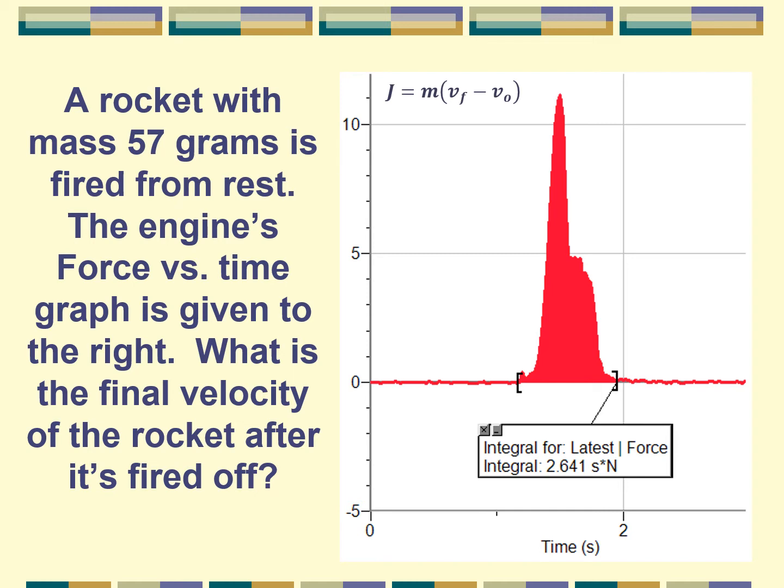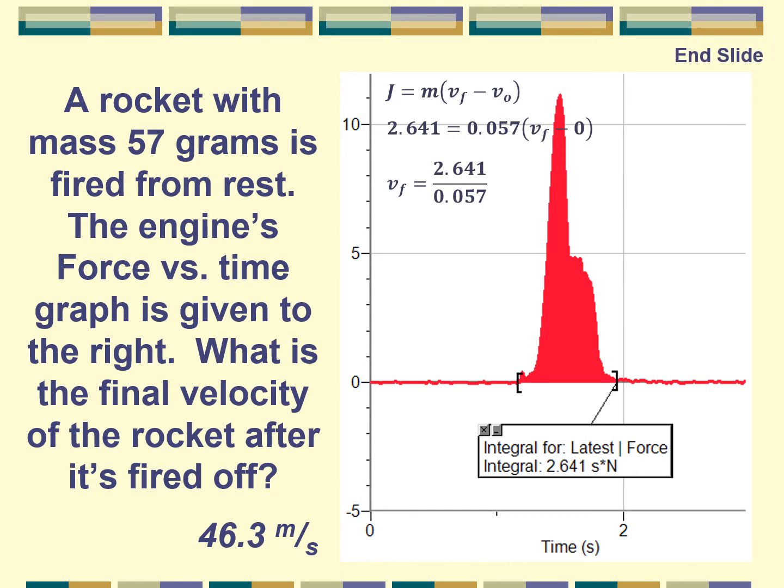So we got impulse is going to be equal to mass times final velocity minus initial velocity. Well, it's given in the problem that the mass is 57 grams. That needs to be converted to kilograms, so it's going to be 0.057 kilograms. And it says it starts from rest, so that means the initial velocity is going to be 0. We'll go ahead and plug that in along with the impulse down here, and that gives us 2.641 is going to be equal to 0.057 times final velocity minus 0. All we need to do is just divide both sides by 0.057, and that gives us our final velocity. And we get our final velocity is going to be 46.3 meters per second.